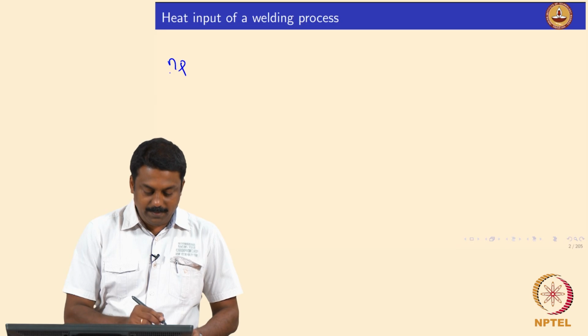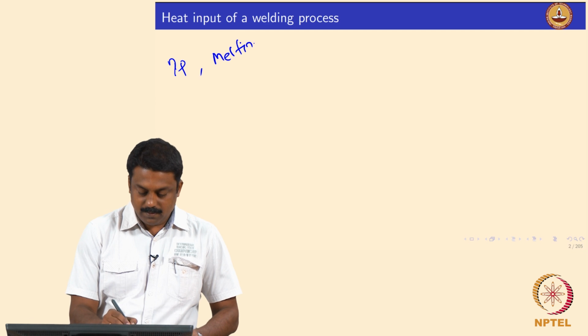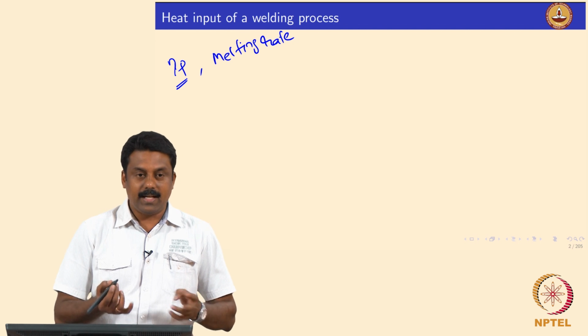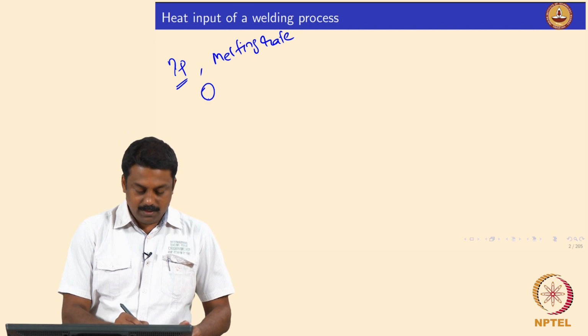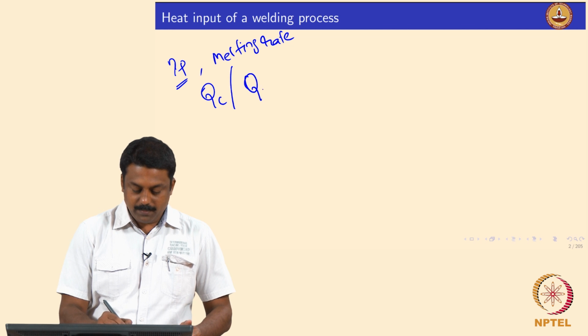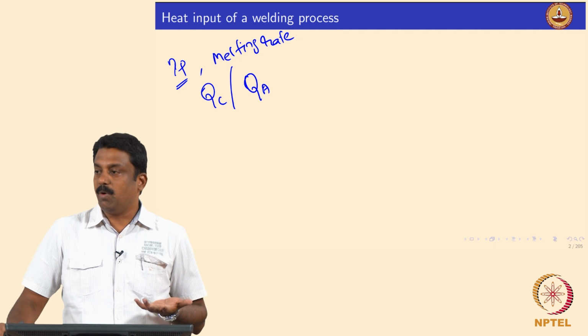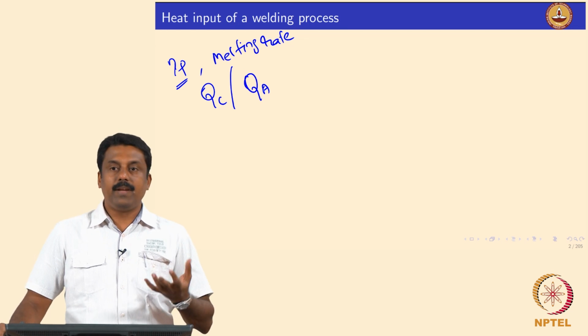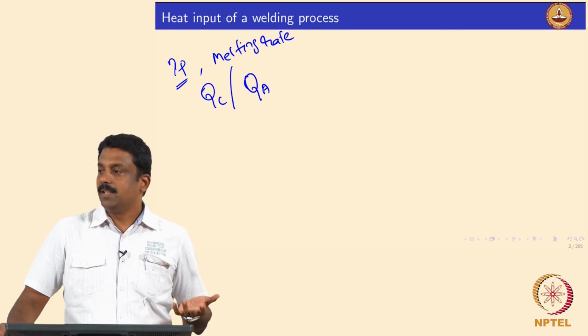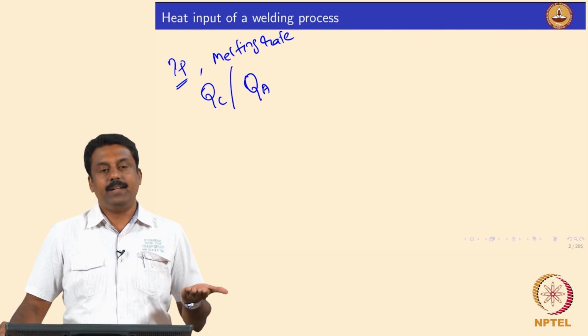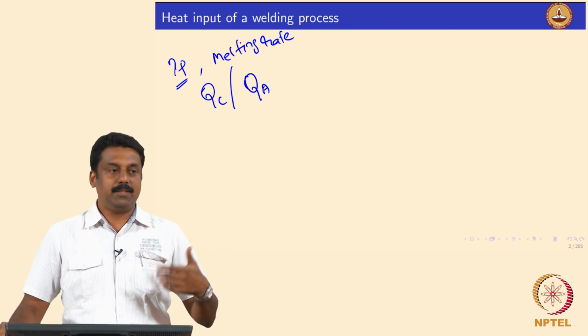Okay, so last class we looked at two things: the efficiency calculations, eta p, and then the melting rate. In the efficiency calculations we were deriving the heat in the anode and cathode, QC or QA. Based on the polarity, we can assume that the workpiece is an anode or cathode. The amount of heat which actually goes into the workpiece is determined by the polarity, whether it is straight polarity or reverse polarity.